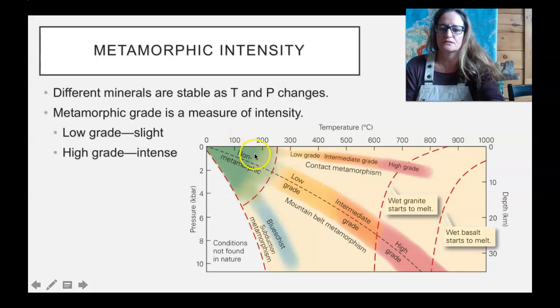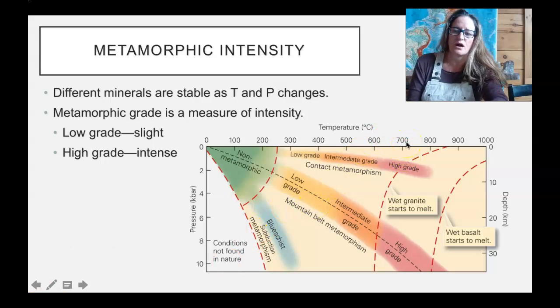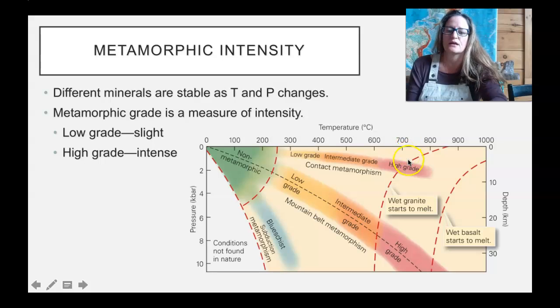Across the top is contact metamorphism. That all happens at high temperatures, but it can be a low grade temperature, an intermediate grade, or a high grade temperature. Mountain belt metamorphism happens at a low temperature and pressure, an intermediate temperature and pressure, and a high grade metamorphic rock. And mountain belt metamorphism could happen at a high temperature and high pressure.